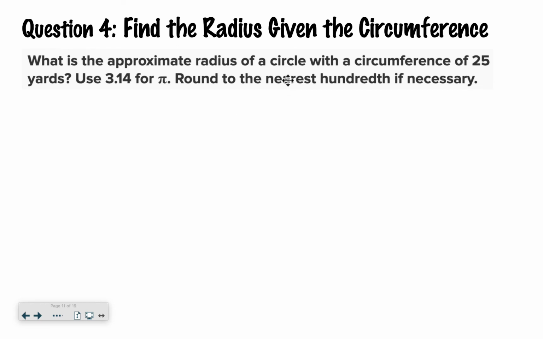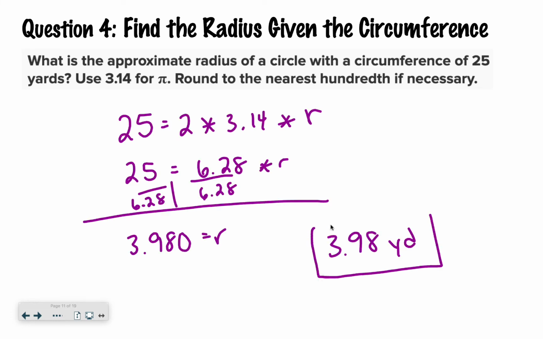We have a circle with a circumference of 25 yards. Find the radius. Go ahead and solve this one on your own. Good luck. Okay, for this problem, hopefully you said 25 equals 2 times 3.14 times r, and then you multiplied and combined that 2 times 3.14 and got 6.28. And then you said 25 divided by 6.28 gives you 3.98089. But if you round to the nearest hundredth, that's 3.98 yards. If you have questions about that, please be sure to reach out for some help. I'm happy to help you.